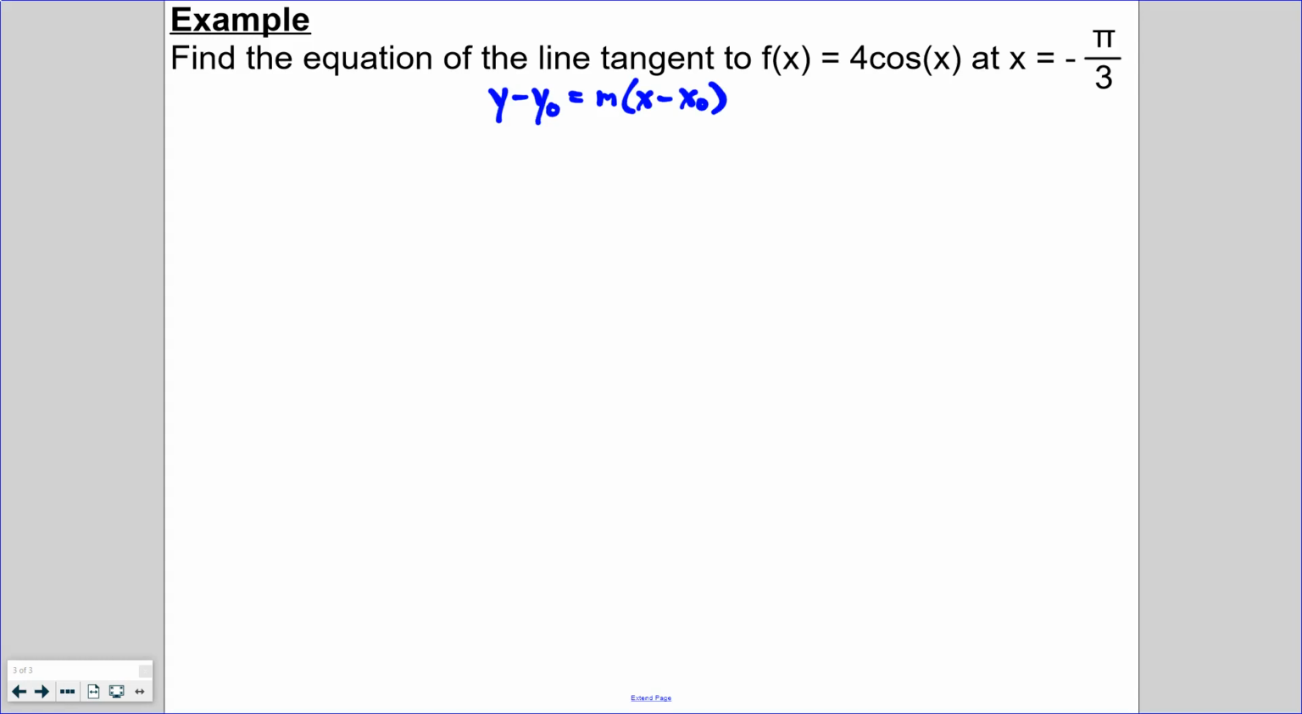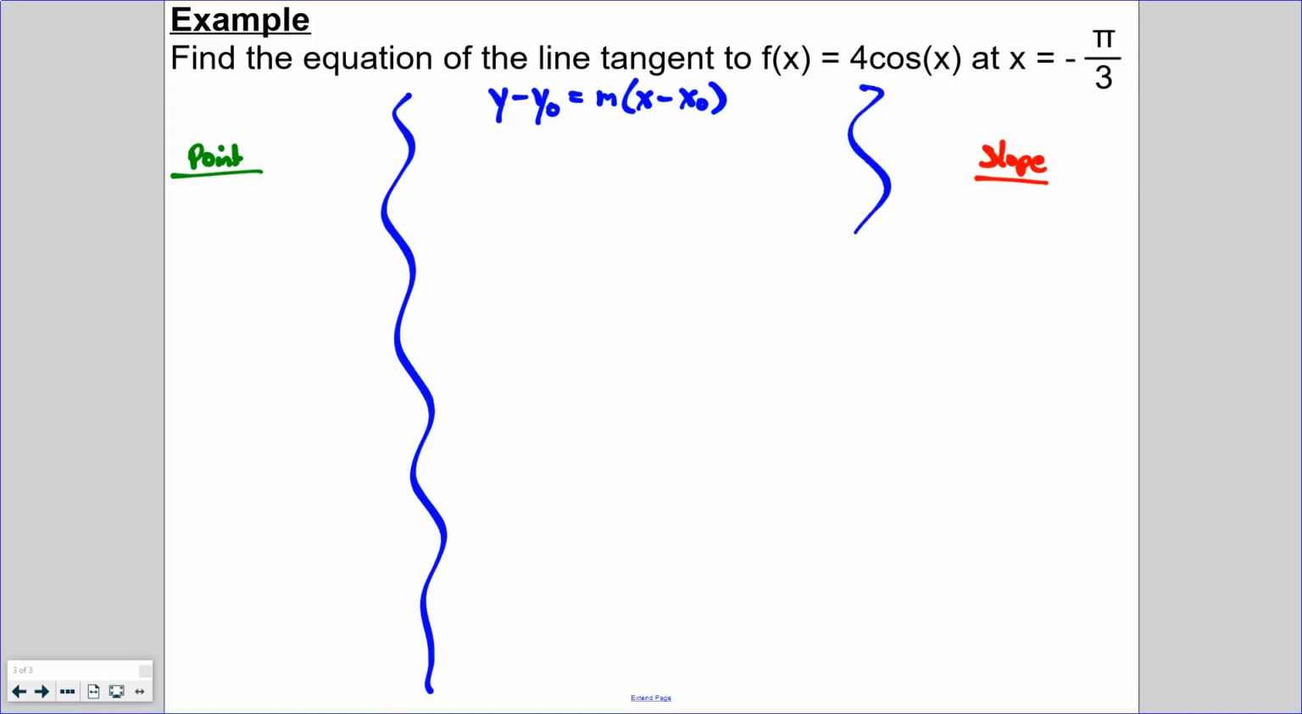So the two things that we're going to need to figure out are the point, and then we are going to have to figure out the slope. And we'll do that on the side work here. All right, so for the point, we are looking for x sub 0, comma, y sub 0. We are told that in our equation x sub 0 is going to be negative pi over 3.